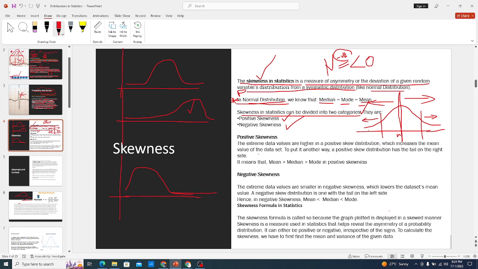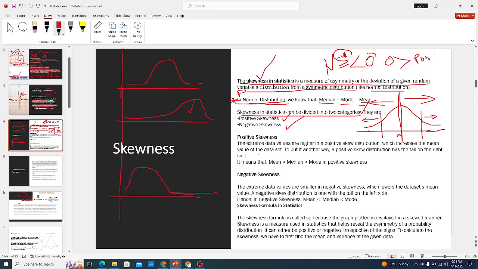Is skewed to the left. Okay, it is skewed to the left or skewed to the right, depending on how the data is looking. When the skewness is greater than zero, then we say this data is positively skewed.